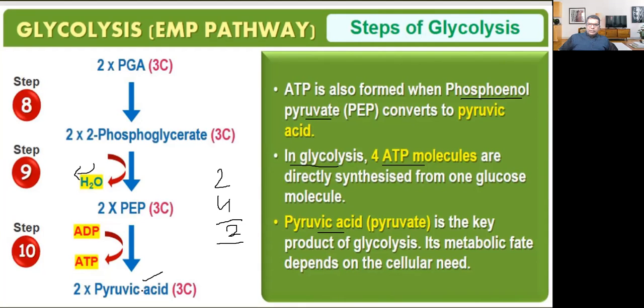This pyruvic acid is the key product of glycolysis. Its metabolic fate depends on cellular need. Now, what will happen to this pyruvic acid? If oxygen is used inside the cell, then it will be converted into a different product, undergoing further reactions inside the mitochondria. If a plant or animal is anaerobic, then it will get fermented.